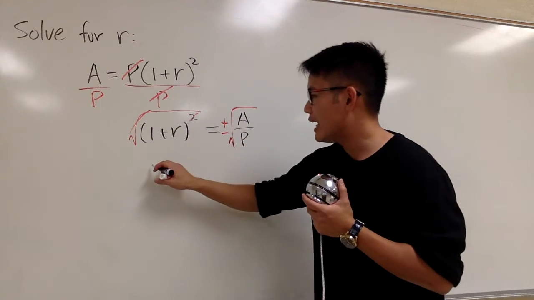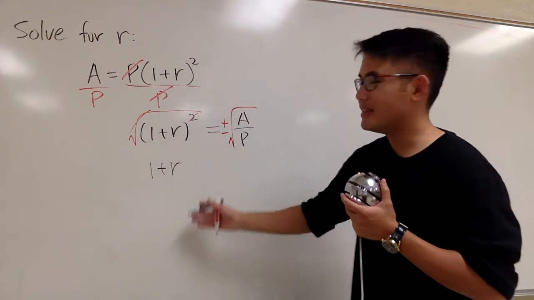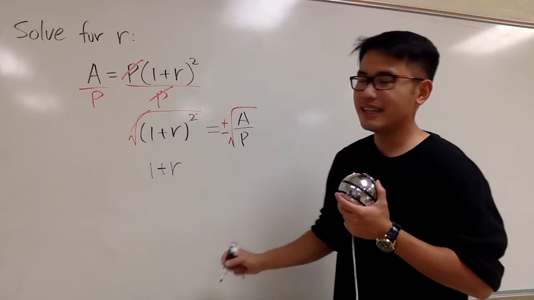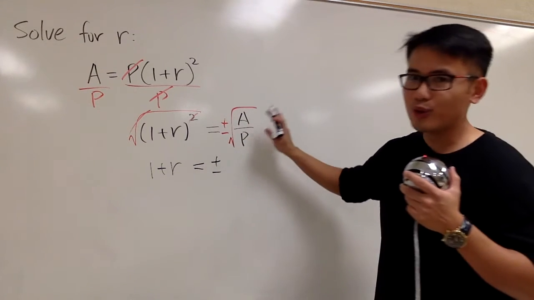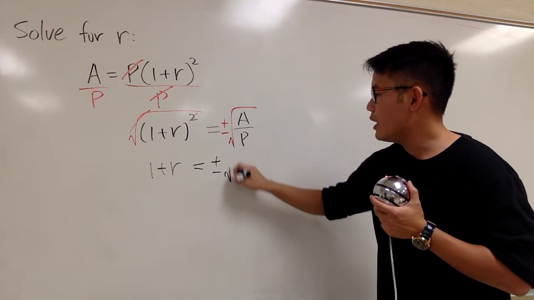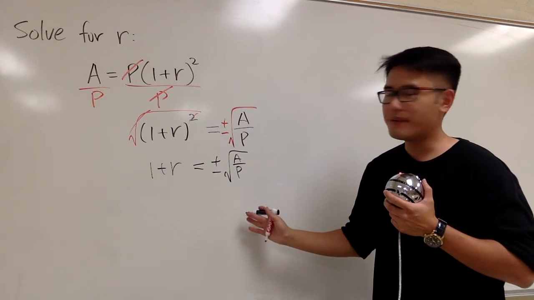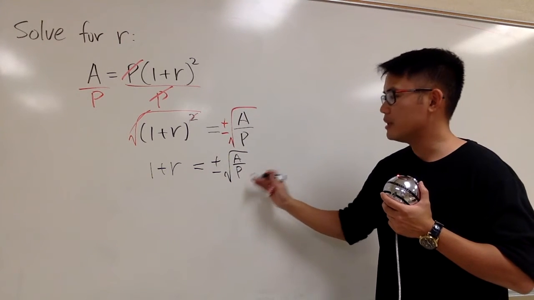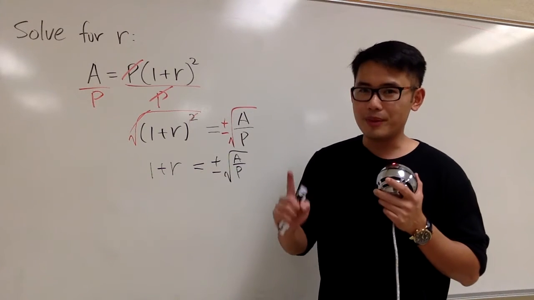And then we see we have 1 plus r only, right? This is what's left on the left hand side, and this is equal to plus minus, and we are just going to leave this expression as how it is, okay? Square root of A over p inside, okay? Square root of A over p inside with a plus minus on the outside. One more step will be done.